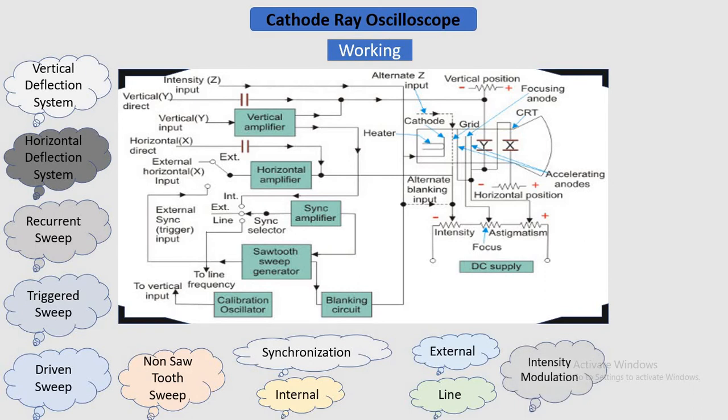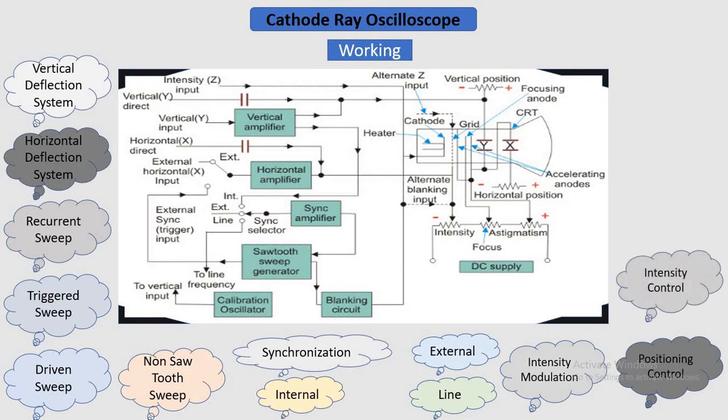Intensity modulation is produced by inserting the signal between the ground and the cathode. This modulation causes brightening of the display. Then positioning control. By applying a small independent internal direct voltage source to the deflecting plates through a potentiometer, the position can be controlled, and also we can control the position of the signal. And last is the intensity control. The intensity is varied by changing the grid potential with respect to the cathode.